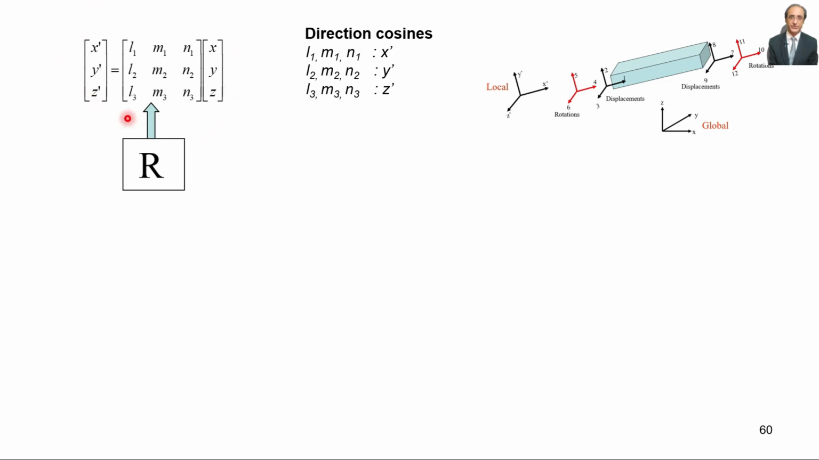So R is the joint transformation matrix. It is basically concerned with the 3 rotations or 3 displacements at the joint. Now here is the difference. In the case of 2D, it used to be again the joint transformation matrix, but 2 of the terms were related to displacements and 1 term to rotation. But here the matrix R is either related to the 3 displacements or to the 3 rotations.